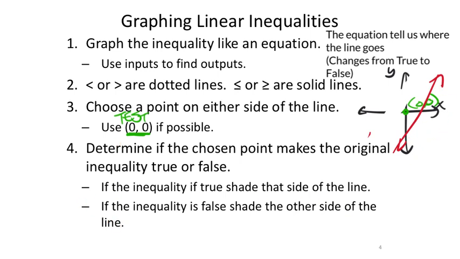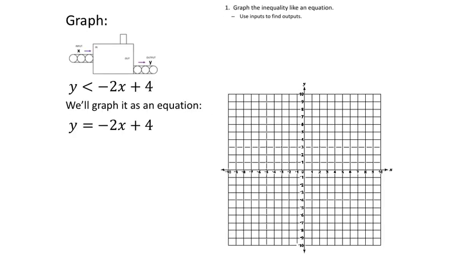Now, as fun as that sounds, it's probably clear as mud right now. So we've got to look at an example. So let's take a look at our first example. Again, we're looking at this like an input-output machine. I will choose values to put into the machine, and then we will see what comes out of the machine. So right now, this is our inequality: y is less than negative 2x plus 4.